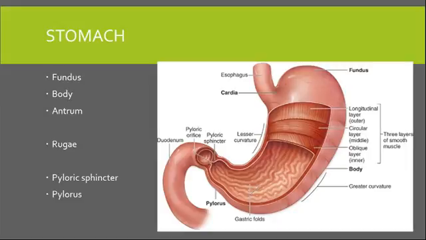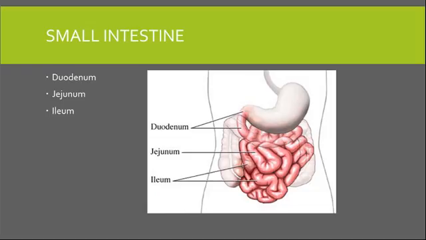Going right into our small intestines next. So we have the duodenum, the jejunum, and the ileum. The duodenum is the first 9 to 10 inches of the small intestines. This is where pancreatic juices and also bile enter the small intestines.